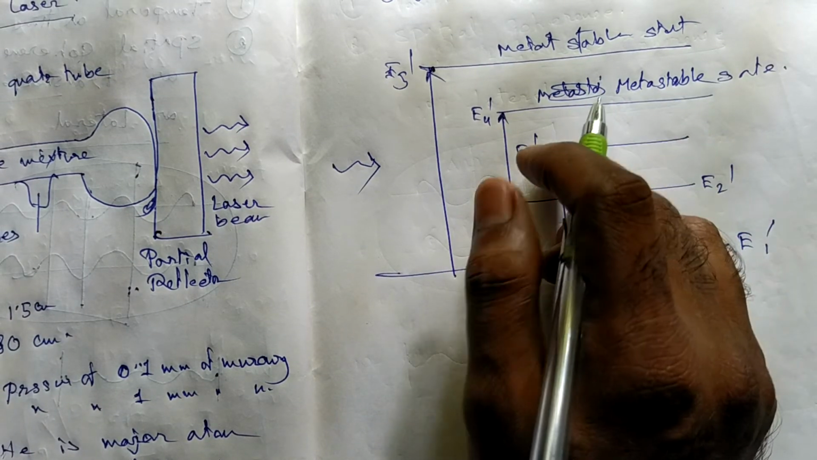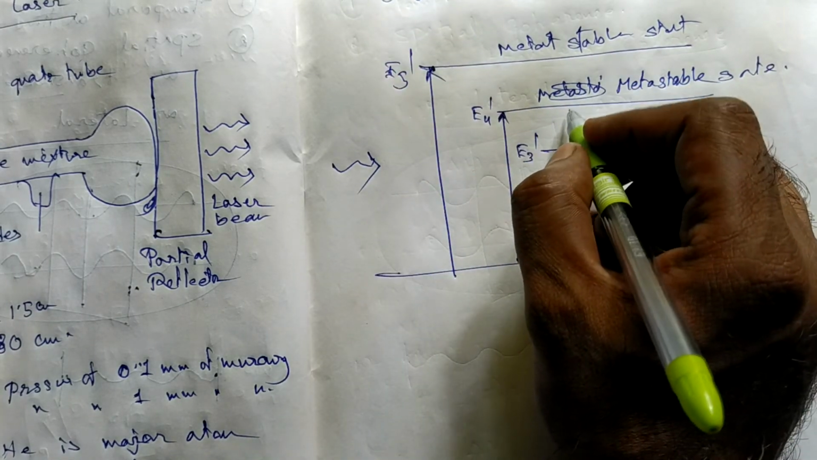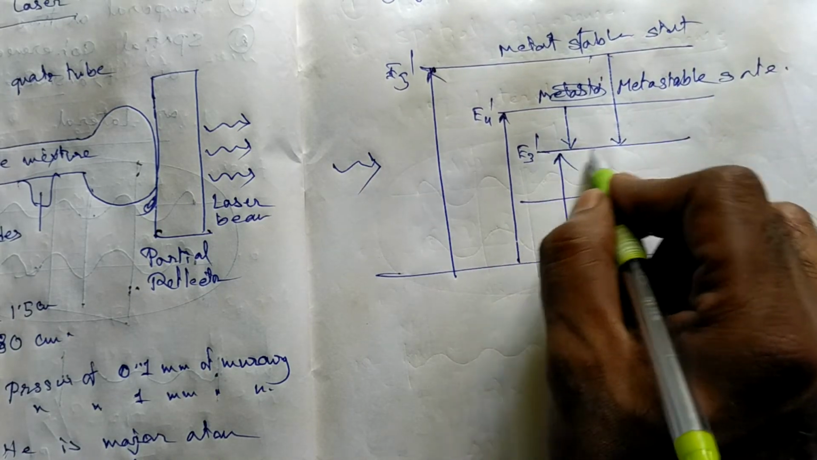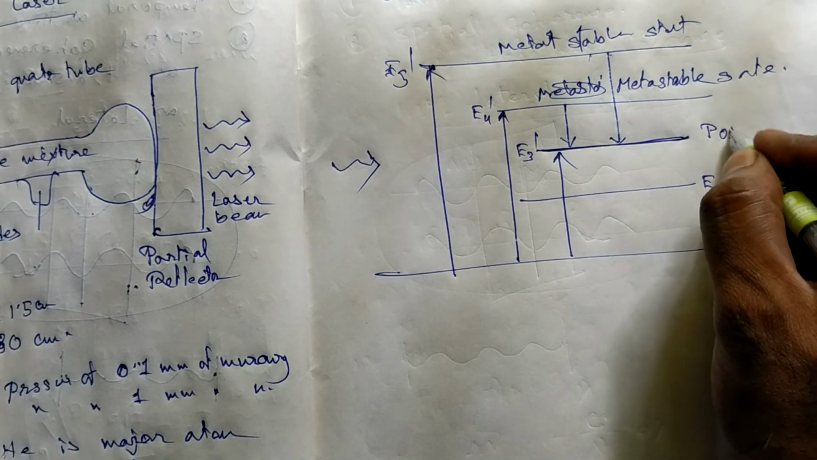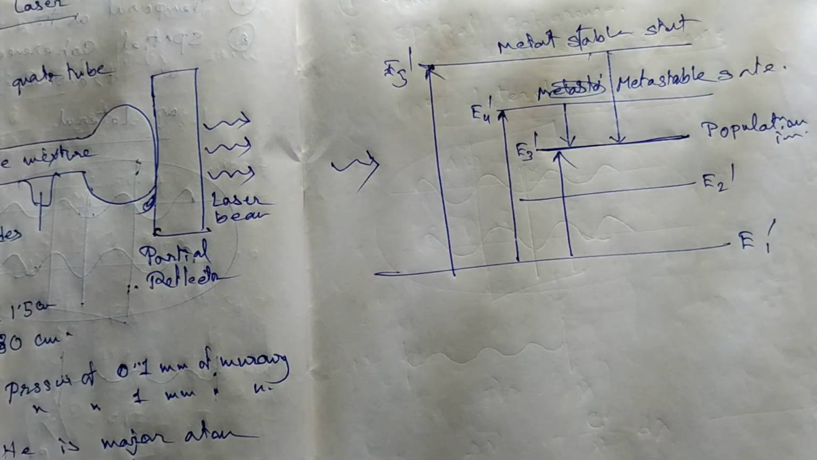So the stability of the atoms in E3 is much higher than in E4 and E5. So the excited atoms jump to the E3 state. Is it clear? That means the E3 state now gets the population inversion. The number of atoms in E3 is much higher than in any other excited state other than E4 and E5.